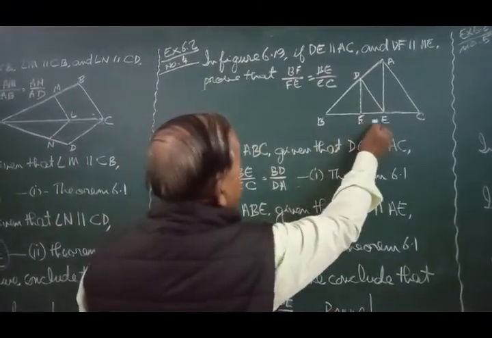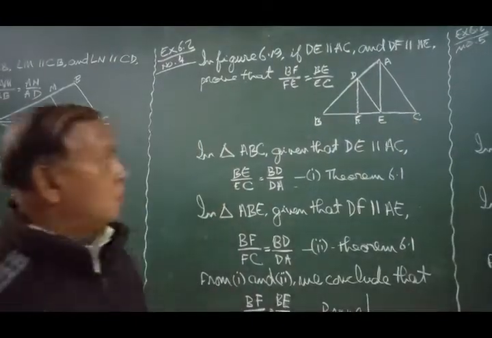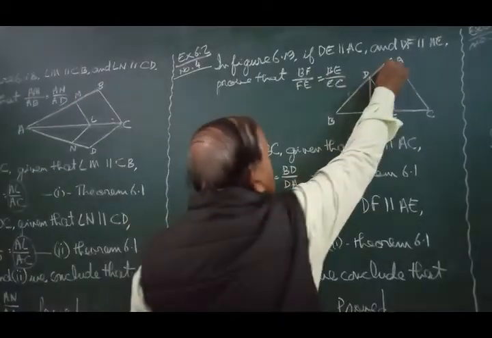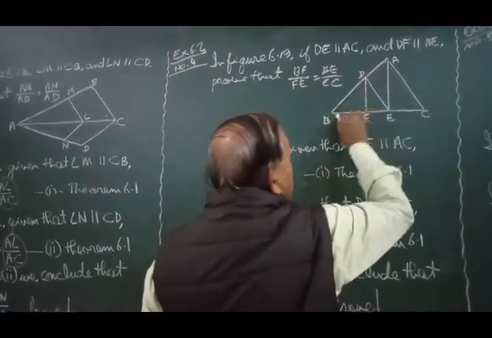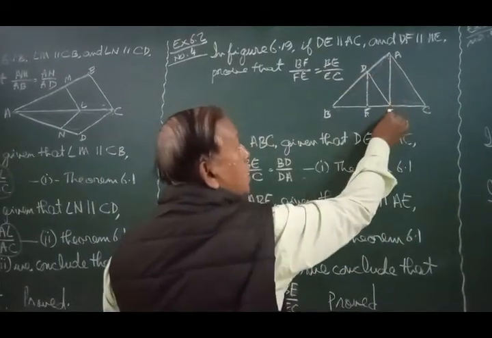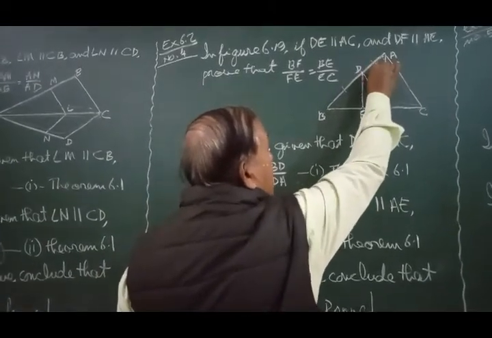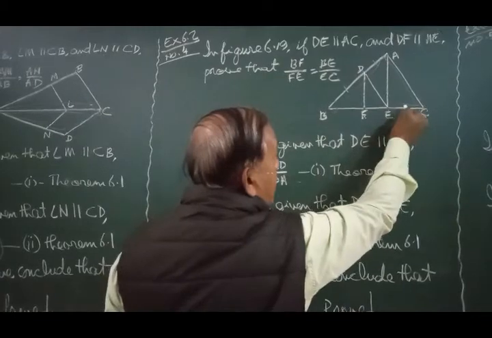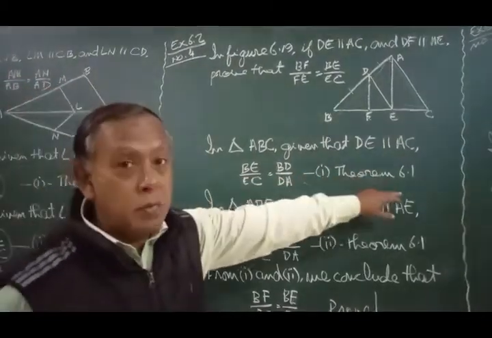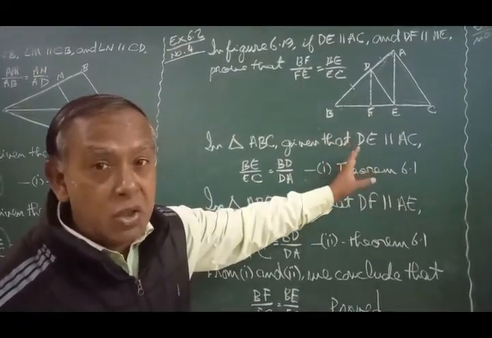BF upon FE is equal to BE upon EC. How to go about it? First of all, in the triangle ABC, the whole triangle, these two are parallel. AC is parallel to DE, which means this side upon this side is equal to FE upon EC. We have this. According to theorem 6.1, if the lines are parallel, the sides are in the correct ratio.